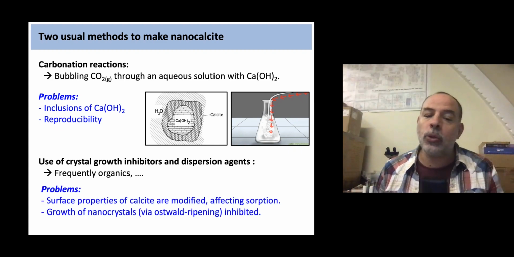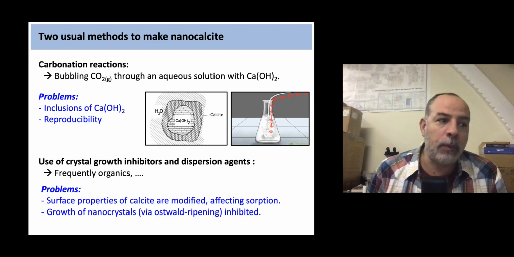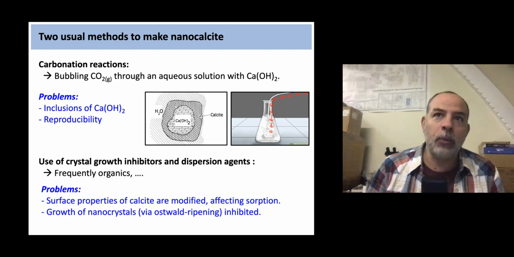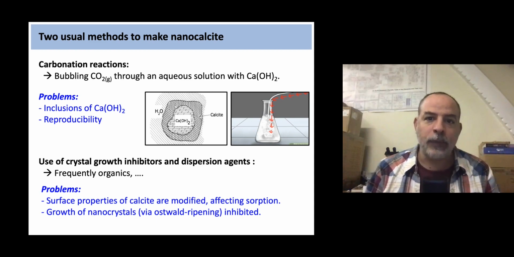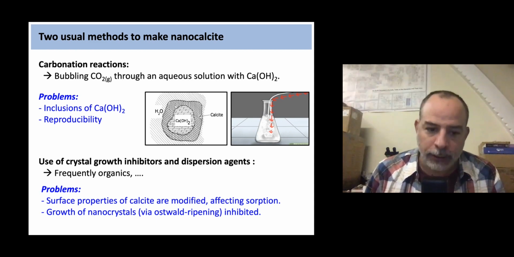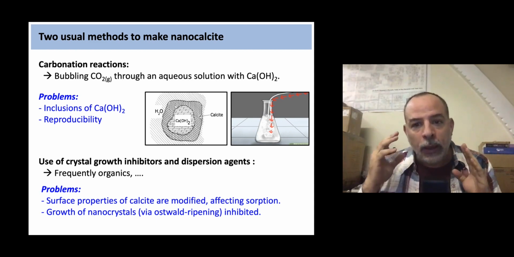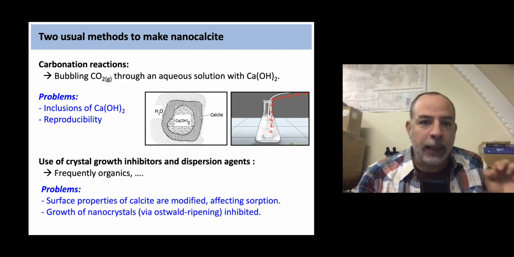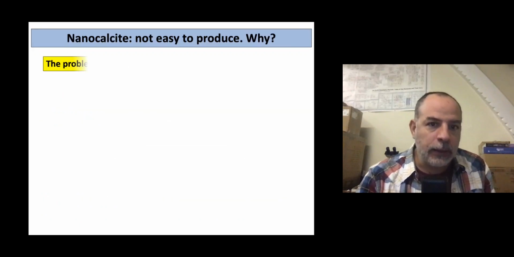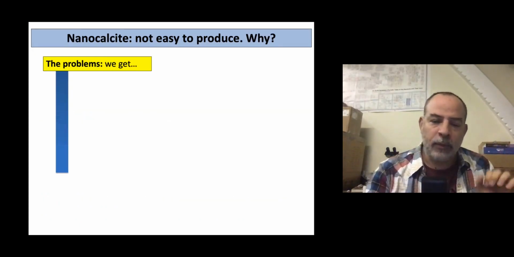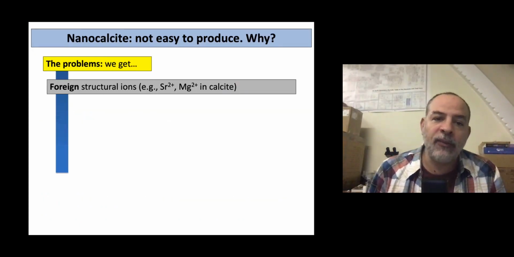But if you want to use this calcite, for example, for remediation, for the removal of contaminants from solution, this calcite will not have the same surface properties compared to pure calcite. So here, what we want is to produce calcite with very small sizes and very clean surfaces. So let's see the problems that we have. Okay, first thing is that we don't want to have foreign ions.